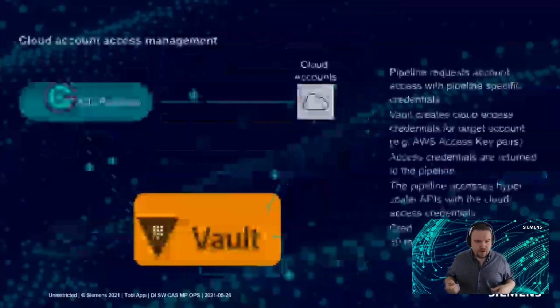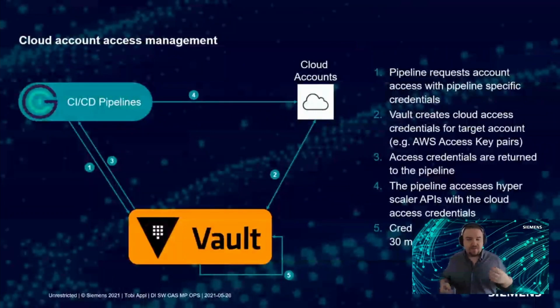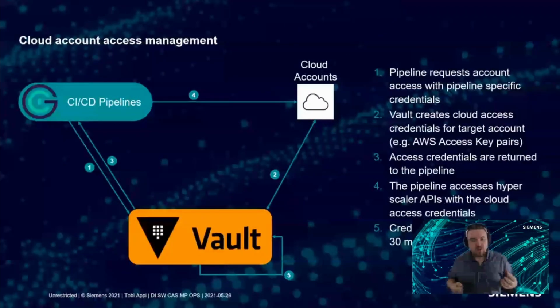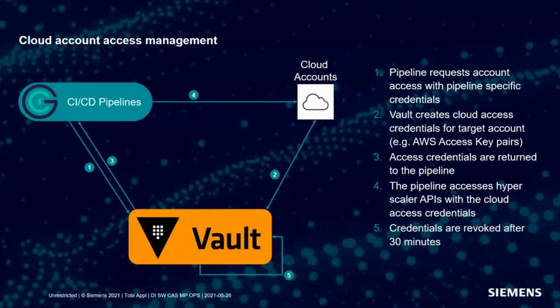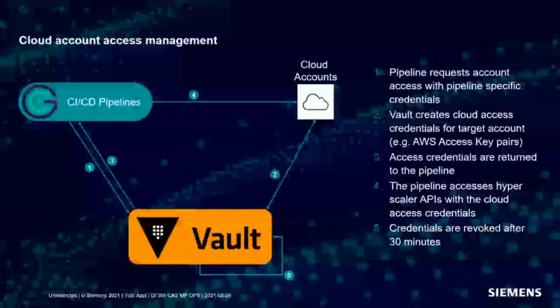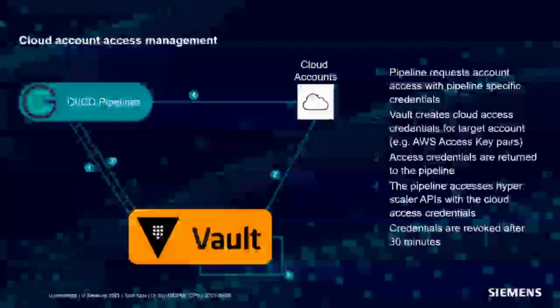We leverage an open source tool from HashiCorp called Vault. And Vault allows our pipelines to request permissions to deploy to a cloud account. How does this work? Our pipelines don't have cloud account credentials, but they have Vault credentials. In Vault, credentials identify an entity, and that entity can have access to different accounts. So if my service pipeline wants to deploy to an AWS account, it takes its pipeline credentials and requests access to a specific AWS account from Vault. Vault checks whether this technical entity is allowed to do that, and then creates access credentials for that pipeline, which are valid for 30 minutes, and those can be used.